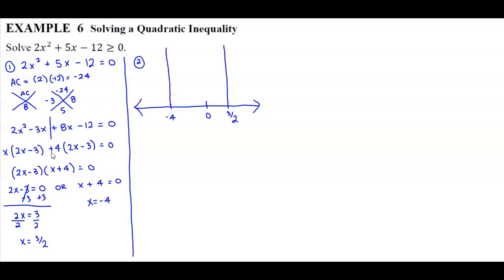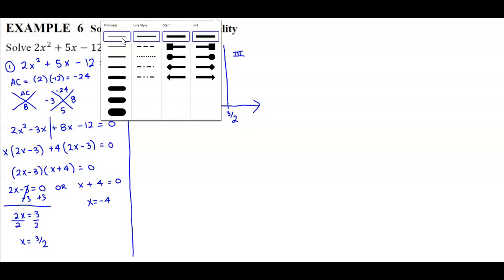So now we've determined what our testing points are. So in step number 2, we're going to draw our number line. We know we have 0. One of the testing points is at negative 4, and then the other one is at 3 over 2. So we're going to extend this to then draw in our intervals. So we have interval or region 1, region 2, and then region 3. And now we're going to go ahead and find what these intervals are.